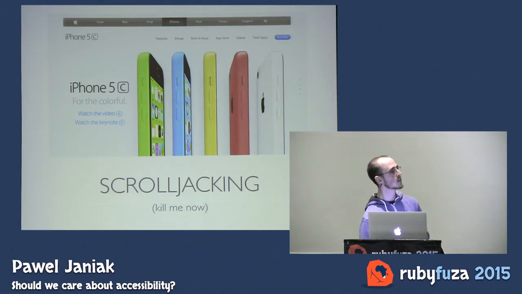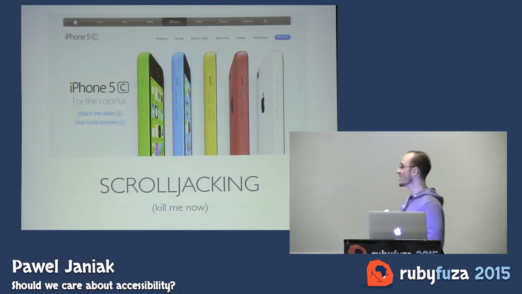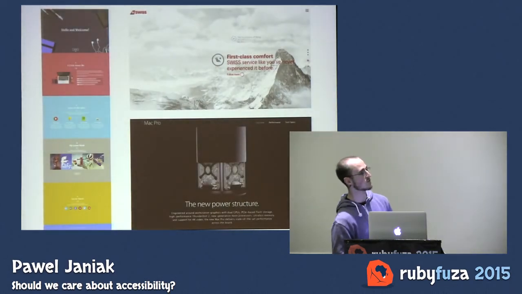And there are three basic rules of web design. Number one, don't use Comic Sans. Number two, hate on IE when you're developing. And number three, don't intercept the space bar or scrolljack. Just don't do it. So here are some examples of websites.